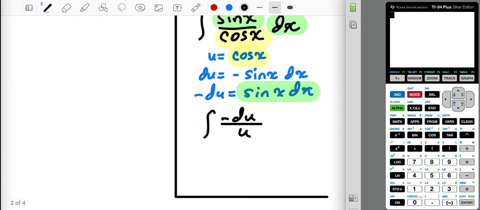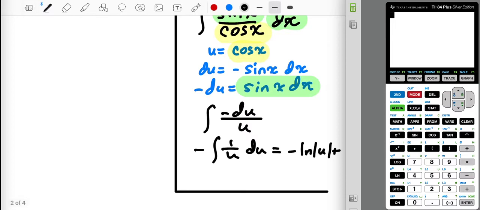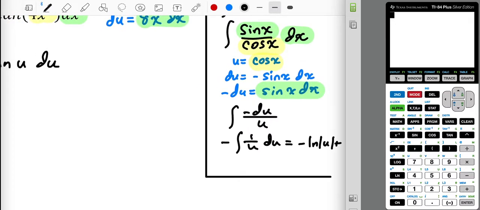So we're looking at negative 1 over u du. Antiderivative of 1 over u du is ln of u. So negative ln of u plus, and I did not give myself enough room. I could kind of smidge it over.